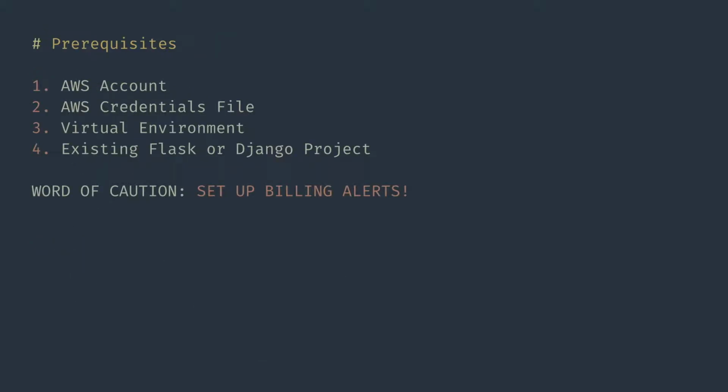Here are the prerequisites to get it going. An AWS account with a credit card, your AWS credentials file, which you can get by following a tutorial on Amazon, and it gets stored on your computer, and a virtual environment, which you should have if you have an existing Flask or Django project. And a word of caution if you're going to try this out: set up billing alerts, because it will burn you if you make mistakes on AWS. So if anyone hasn't used it yet, do that.